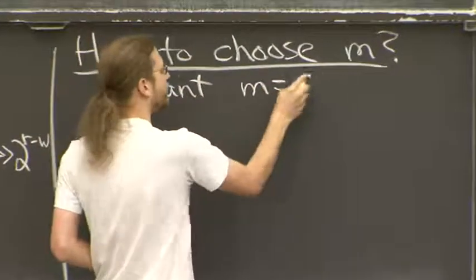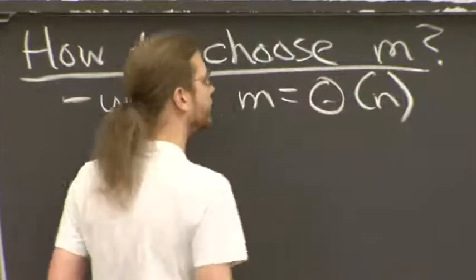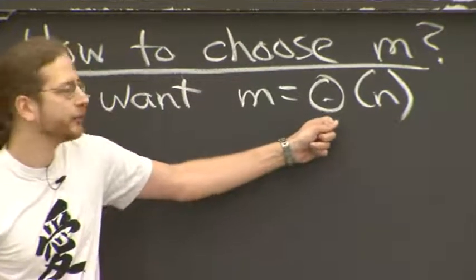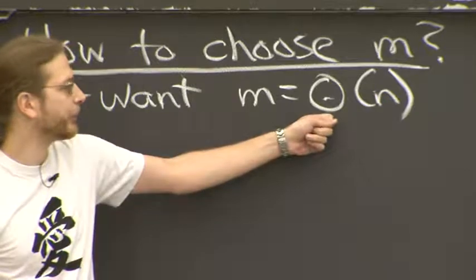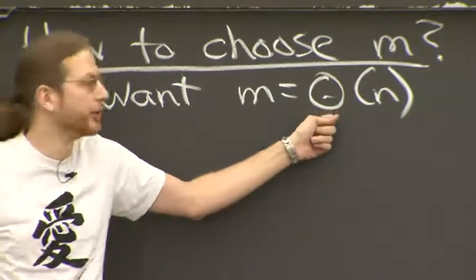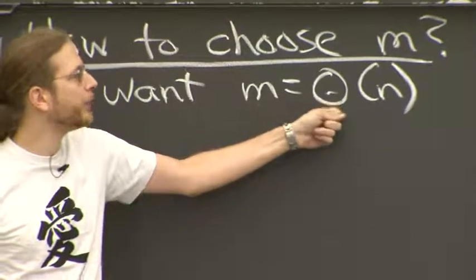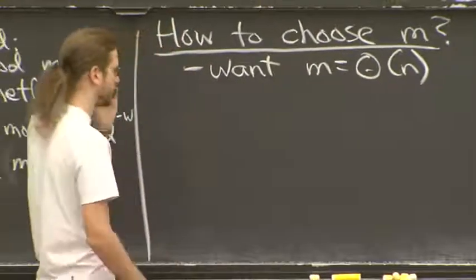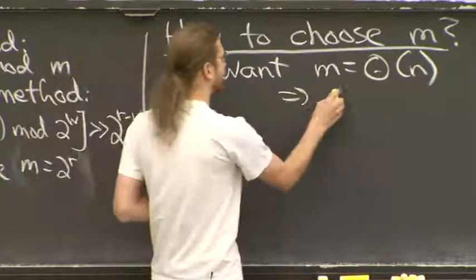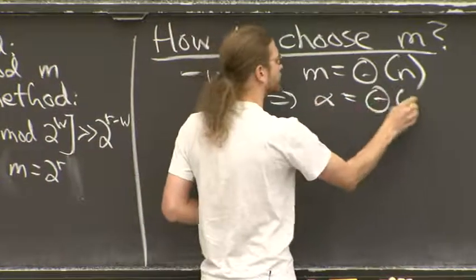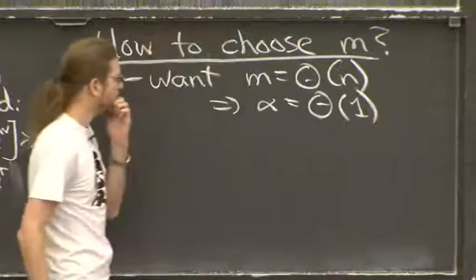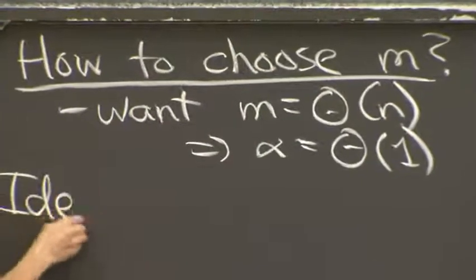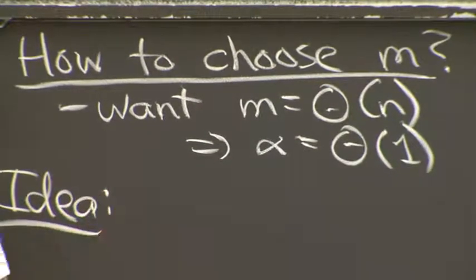We want m to be theta n. We want it to be omega n, so we want it to be at least some constant times n in order to make alpha a constant. And we want it to be big O of n in order to make the space linear. And the way we're going to do this, as you suggested, is to grow the table.